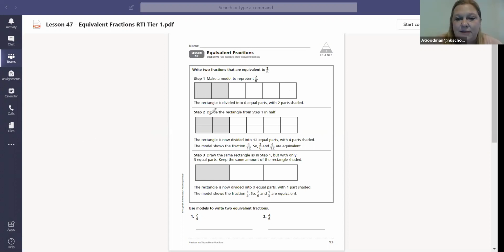So the next step would be to take the same rectangle, and this time we are going to divide that rectangle in half down the middle. It doesn't matter which way you divide it. And when you divide the rectangle in half, you're actually multiplying the amount of pieces by 2, right? Because now instead of 1 piece, we have 2. 1 times 2 is 2. And we now, instead of 6 pieces, we have 12 pieces.